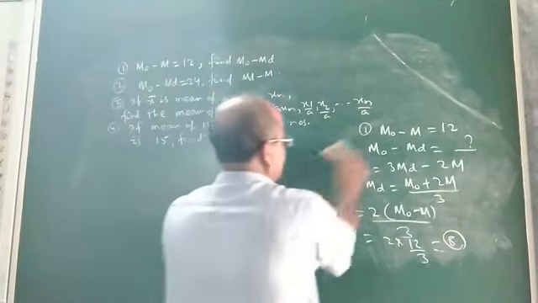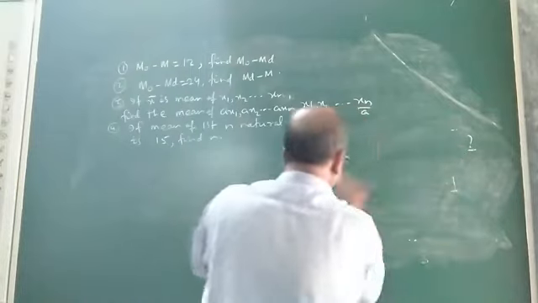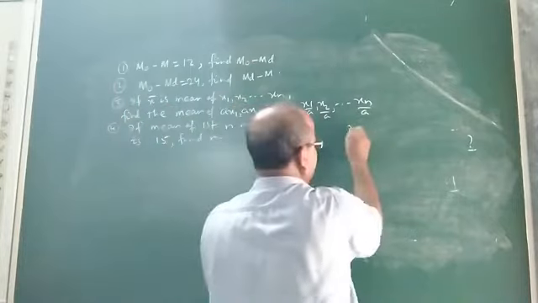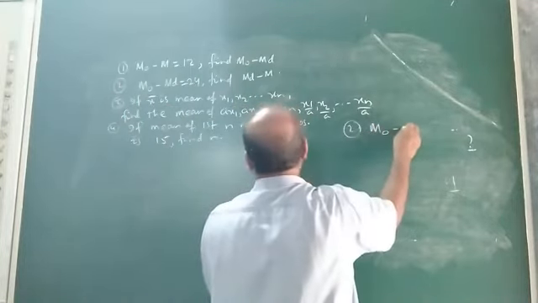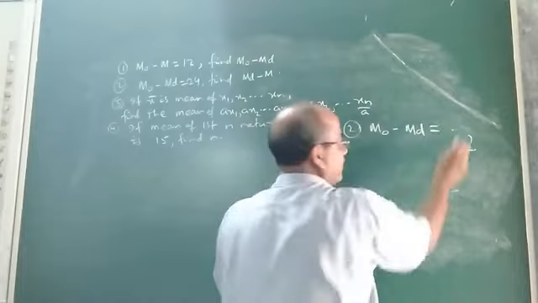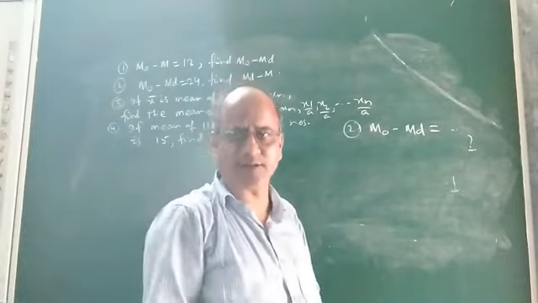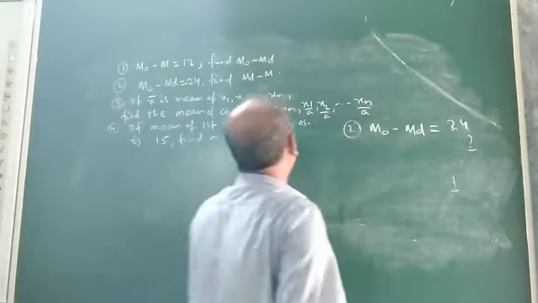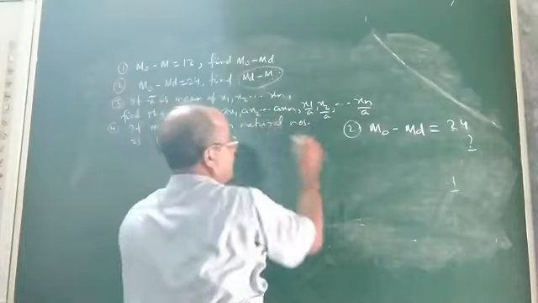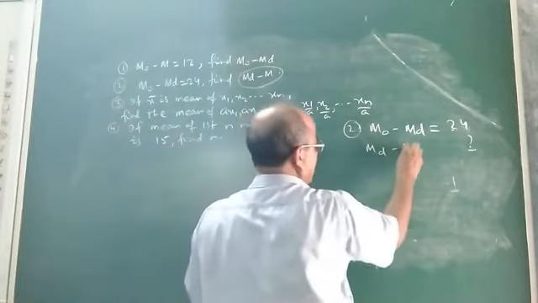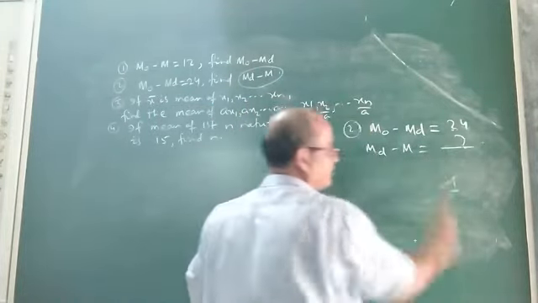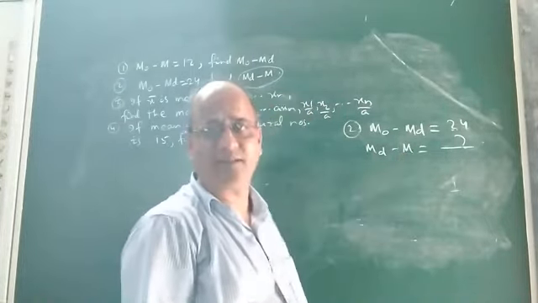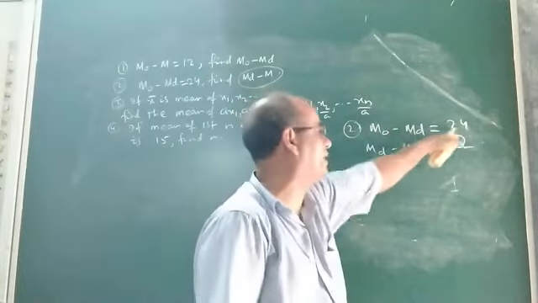Now let us discuss another question. In the second question, suppose you are given the difference between mode and median of a series of data. We do not know what the series is, but the difference between mode and median is given. Suppose it is 24. Now the question is, find the difference between median and mean. What will be the difference between the median and mean of that series of data whose difference between mode and median is 24?